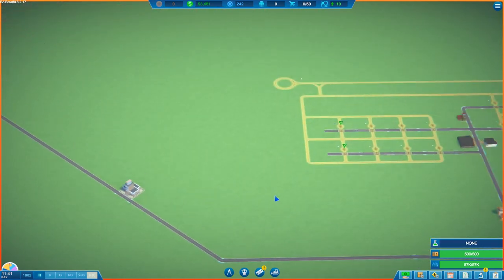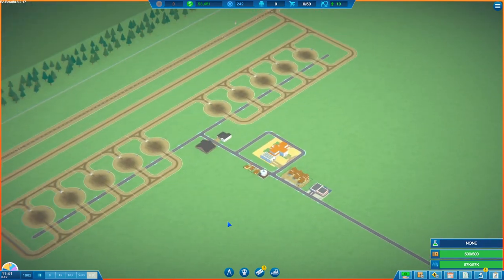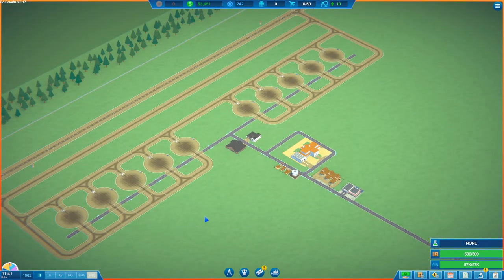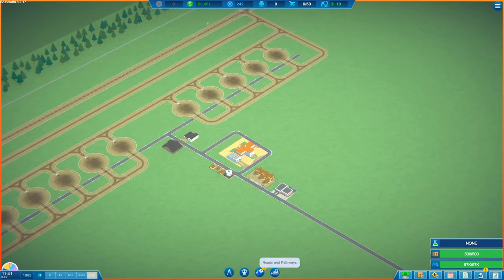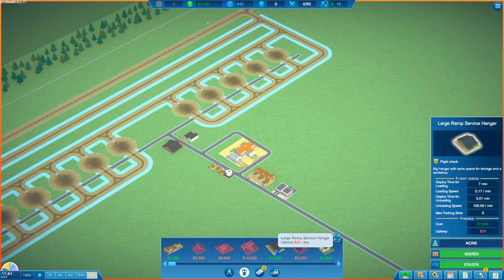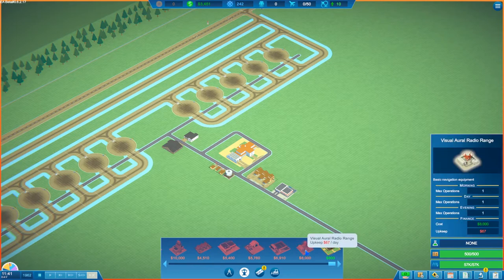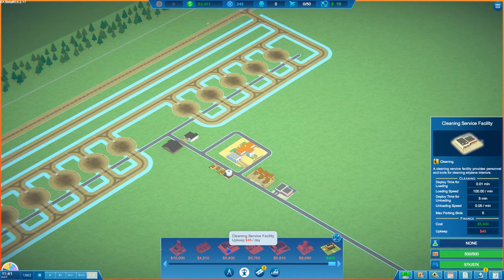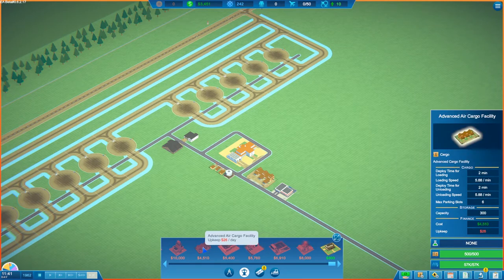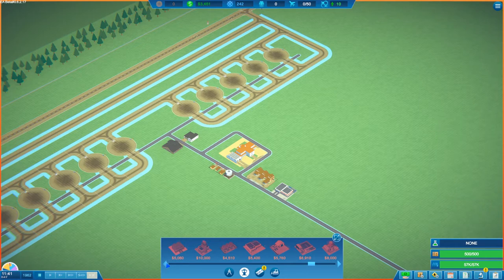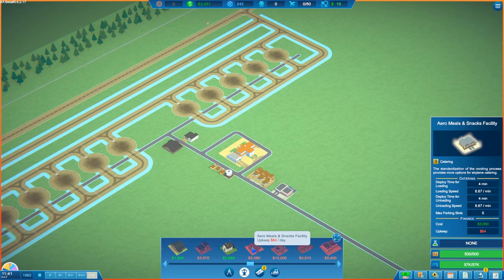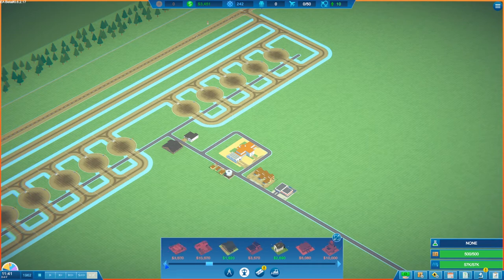All right, I got asphalt roads. That's a good thing. But I need those contracts. So I'm gonna go ahead and find the catering building. I thought I had catering too. Waste treatment, water station, cleaning service facility, air cargo. I wonder if catering is way down here somewhere. Aero snack meals and snacks. I feel like it's actually called a catering.